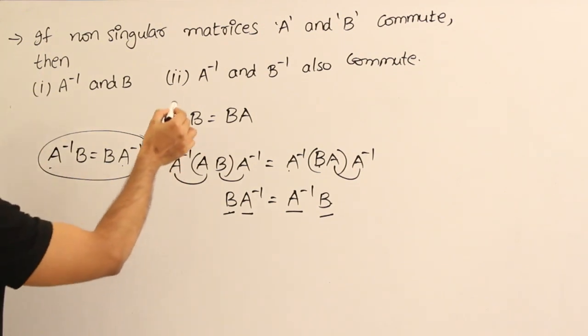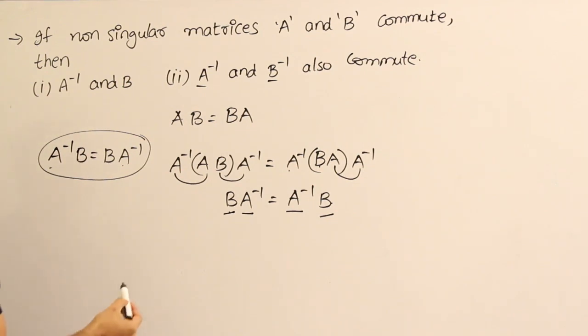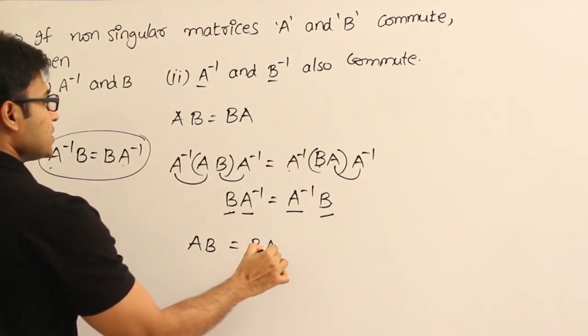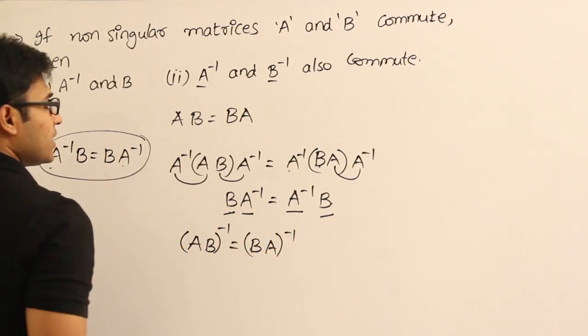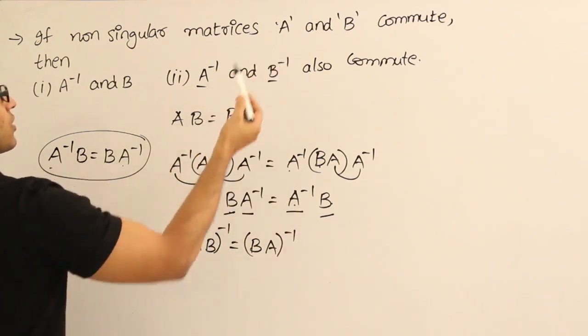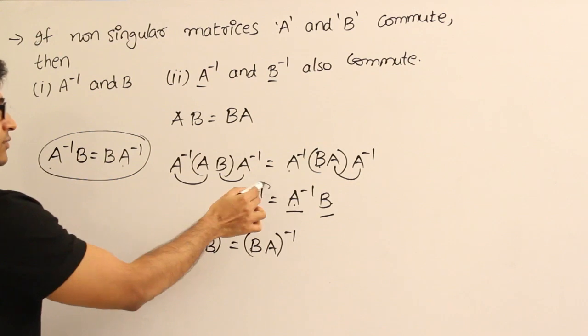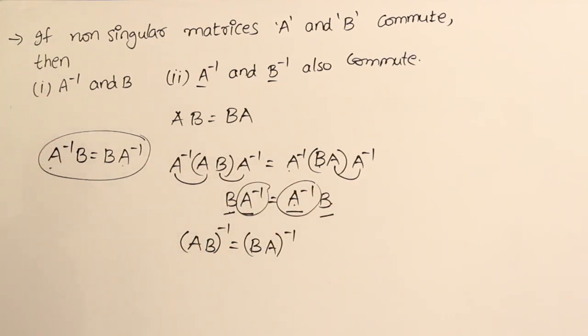And the second one is, we are supposed to show that A inverse and B inverse also commute. And how can we prove it? Again I am taking the same equation, AB equal to BA, which is given, and I'll try to apply inversing on both the sides, right? It is already given that these two are non-singular matrices, which means inverses do exist. So A inverse exists, so there is nothing wrong in multiplying with A inverse, okay?